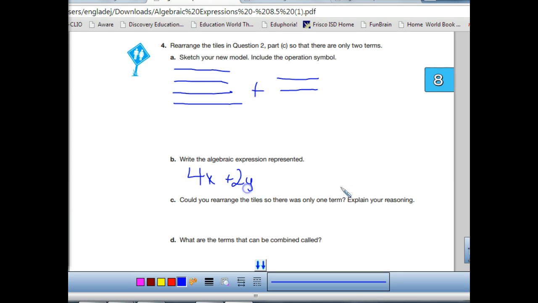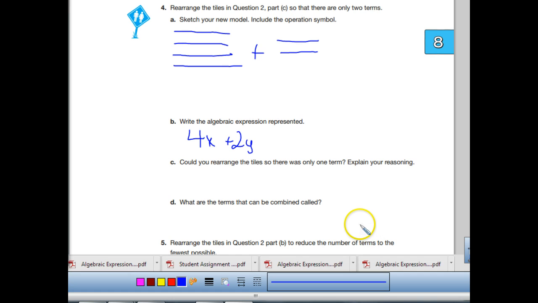Could you rearrange those tiles so that there's only 1 term? Explain your reasoning. Go ahead and answer that right now. Pause it if you need to. Hopefully you said in part C that no, I cannot rearrange those tiles because they are not like terms, right? And that's exactly what we would answer for part D. What are the terms that can be combined called? And we would call those like terms.